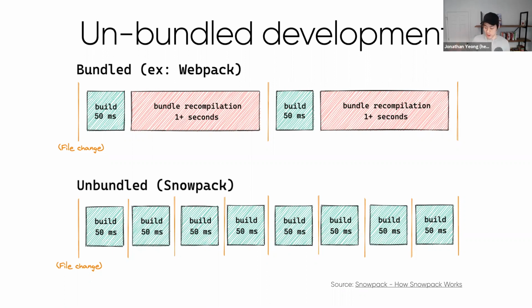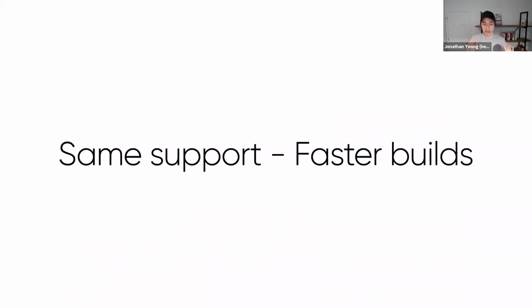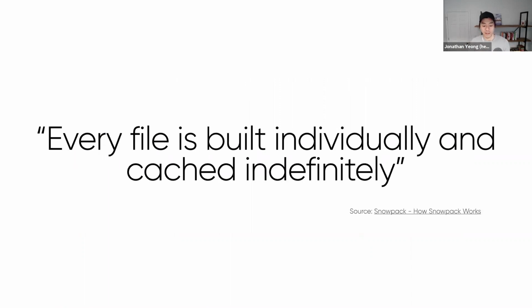But with a no module bundler, such as Snowpack or Vite, you build all the files, and then when one file changes, you just rebuild that one file. So for development, that's really, really fast, and you don't need to spend time waiting for that recompilation step. Essentially, Snowpack and Vite give the same support as module bundlers, so you can still use import statements and develop as you were developing with a module bundler, but it offers faster builds for development. And the key to all of this is that each file is built individually and then cached indefinitely.